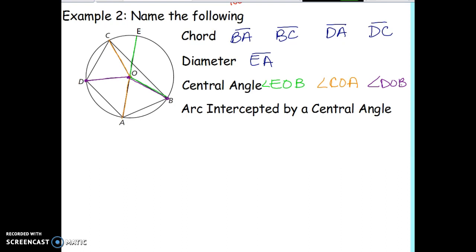Now with those, we can see that each one of them has an intercepted arc. So if we were to look at angle EOB, the intercepted arc here is EB. EB is an arc intercepted by a central angle. We also have angle COA. Its intercepted arc is CA, and all of these are minor arcs, so we're only using 2 letters to identify them. And the last one is arc DB.